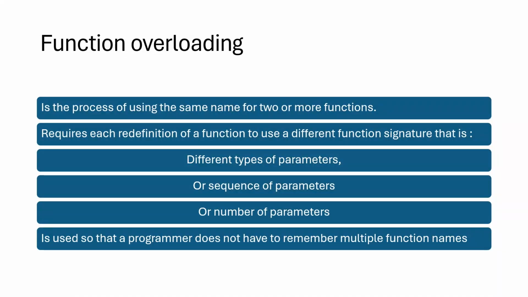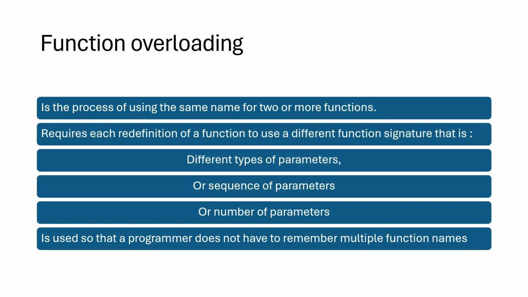Next, this is also function overloading. It is the same as before. We are defining the redefinition: function overloading is the process of using the same name for two or more functions. We are using the same name, but many functions can be used. By redefinition, what we are telling is different types of parameters. That is, many arguments can be used.